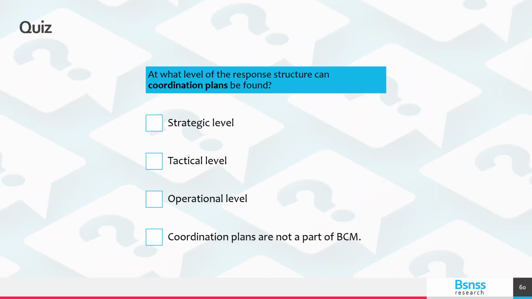Quiz. At what level of the response structure can coordination plans be found? 1. Strategic level. 2. Tactical level. 3. Operational level. 4. Coordination plans are not a part of BCM. Please stop the video if you need more time now. The correct answer is: coordination plans are found at the tactical level.